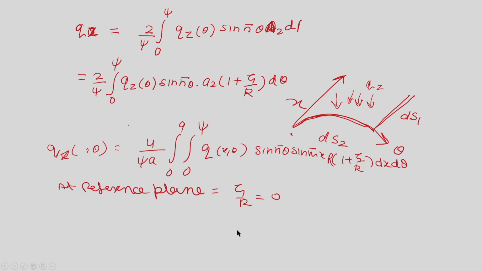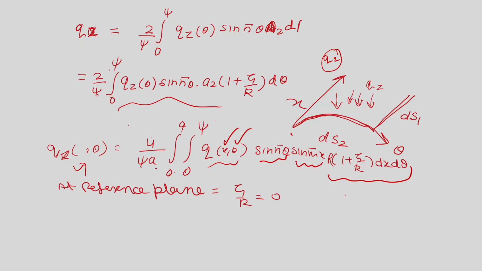Now, before going further, the loading, that is qz or q theta, is known. So, you find out the Fourier series. For the infinite case it will be 2 by psi, but now it is integration over twice, 0 to a and 0 to psi. So, 4 times over psi a, and q, which is a function of x and theta, times sin n bar theta and sin m bar x, integrated over the area. Most of the time for the two dimensional theory, qz is presented at the reference plane where zeta is 0.